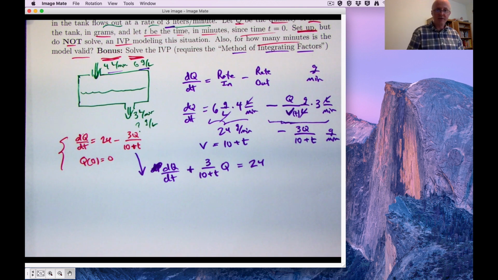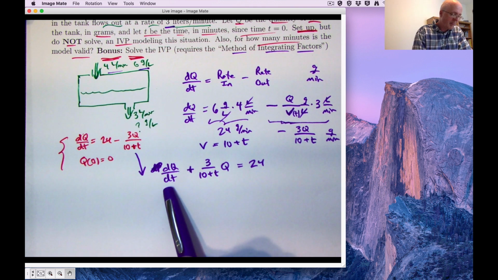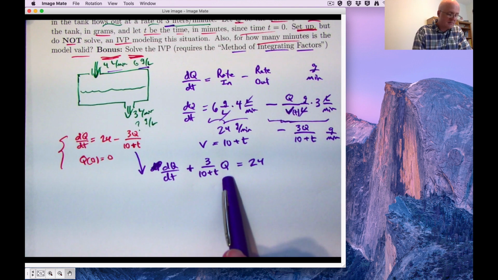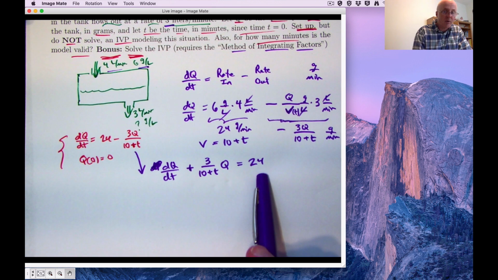To be a solution of this differential equation, Q as a function of time means that if I take the derivative of the function, add this fraction times the function, I have to get, for all values of T, that it equals 24. It has to simplify for all allowed values of T at least to just 24.